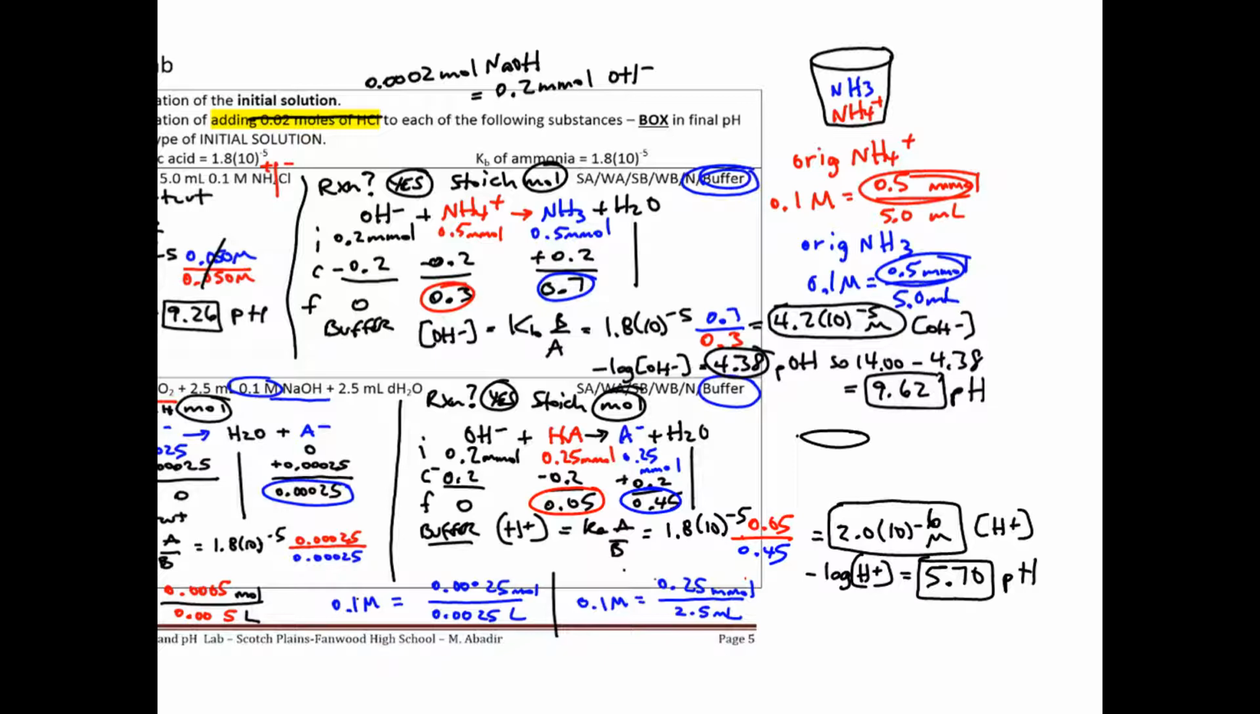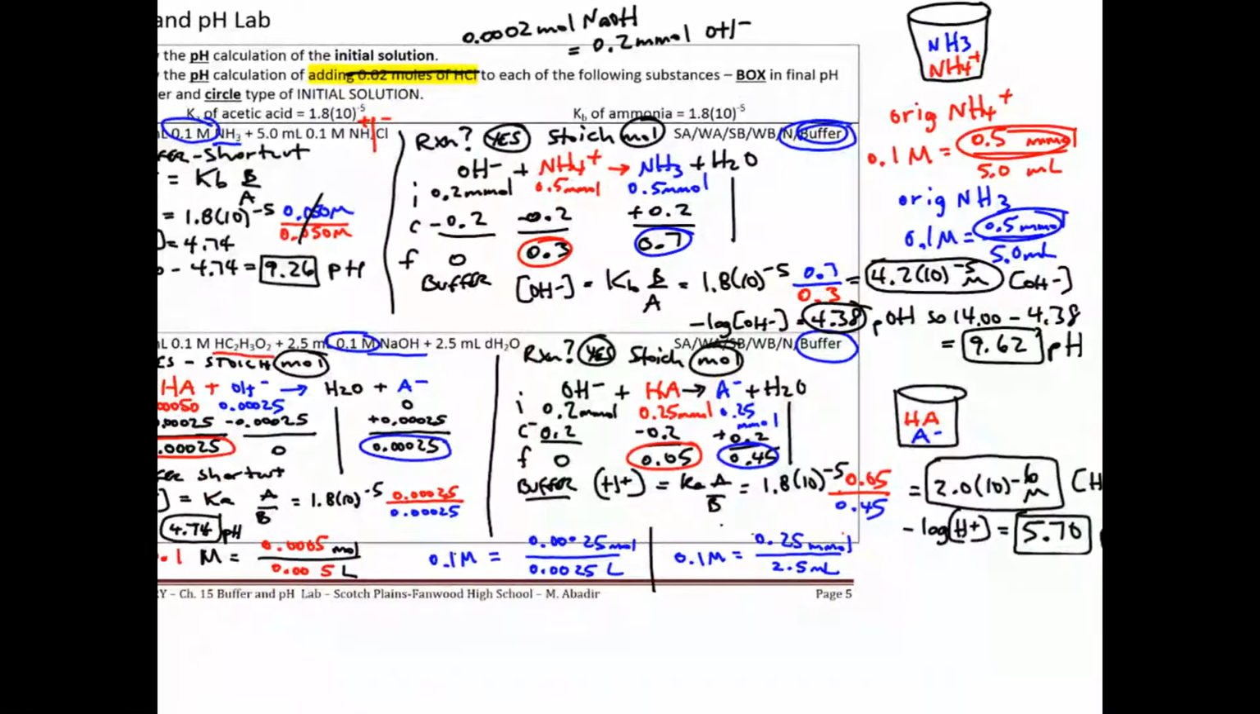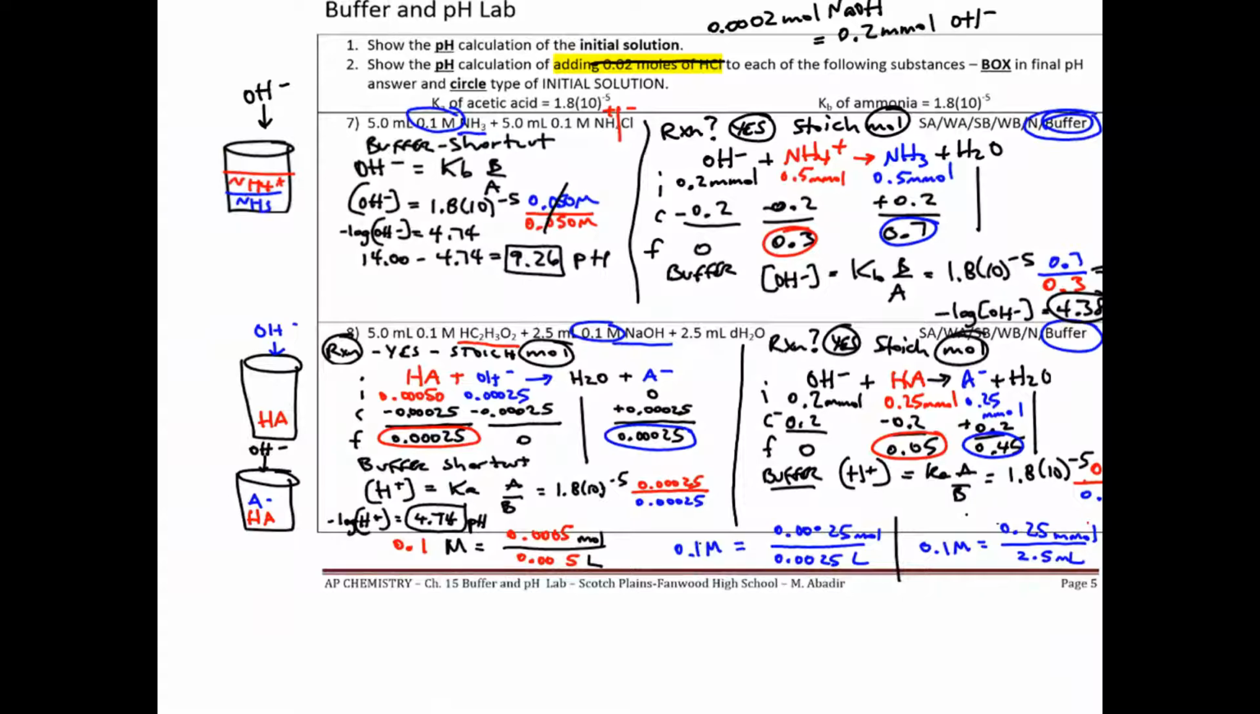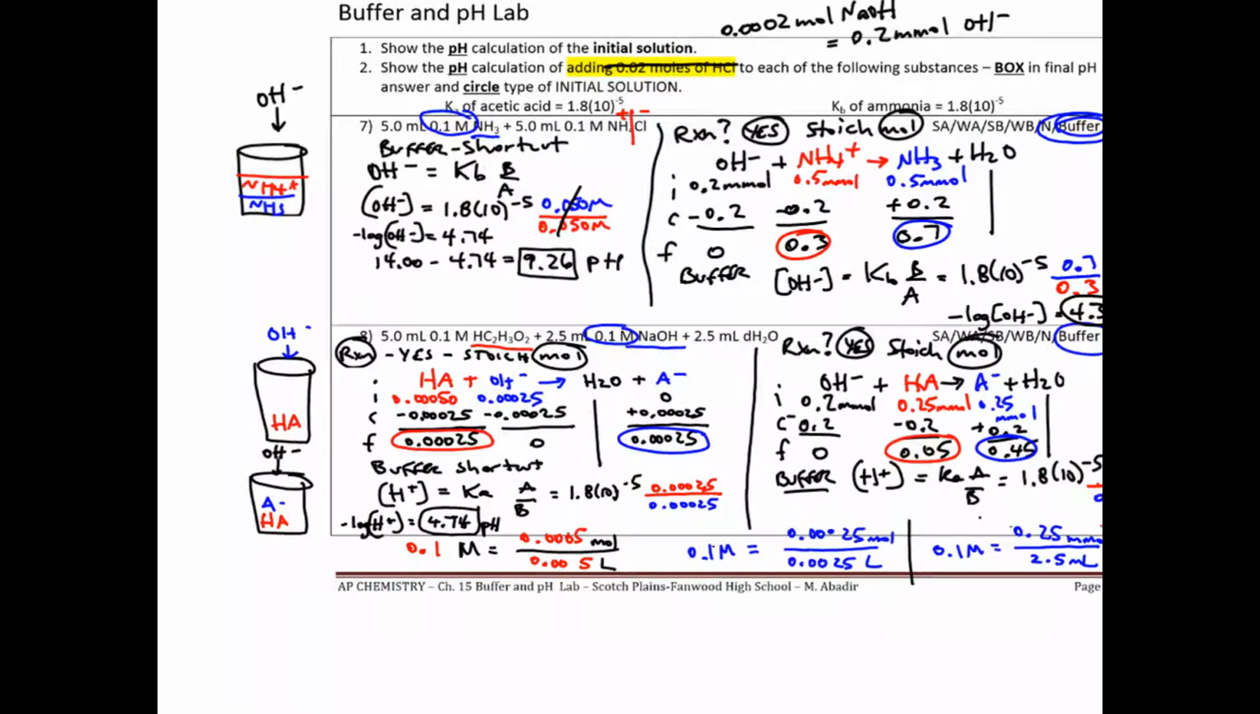So when you look at the final beaker, you're still going to have HA, you're still going to have A minus. Now let me just remind you that this pH of 5.70 is kind of far off from the original, which would have been 4.74 over here. So 4.74 is the pH of the original buffer.